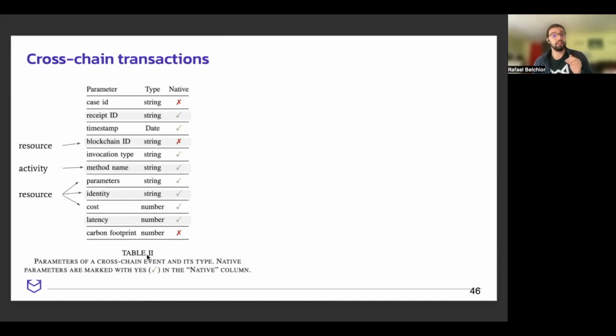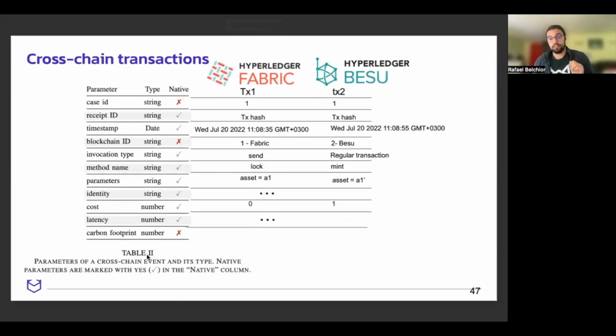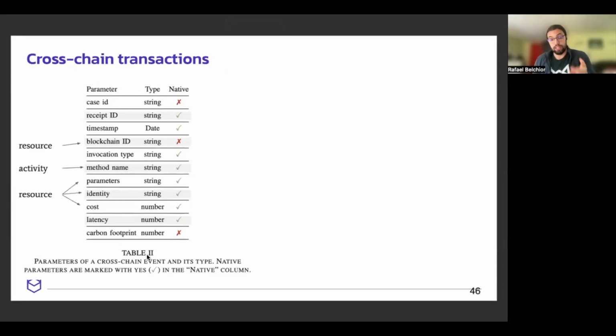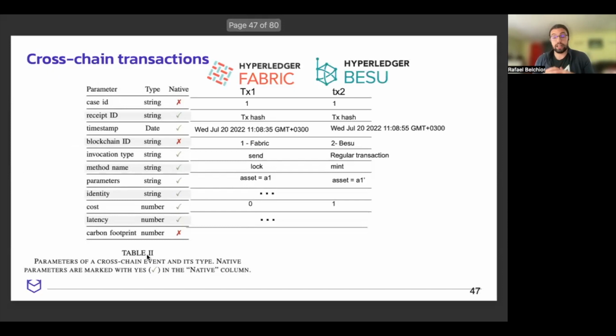Then the transactions have attributes, and those are resources. In a cross-chain transaction, you have a meta resource, which is a blockchain ID, and then you have specific resources, which are the parameters of the transaction: who created the transaction, the identity, the cost, and you could add more non-native parameters, such as the latency and the carbon footprint, and so on. It's worth saying that a cross-chain transaction might be composed of 2 transactions, 3 transactions, and more. In this case, it's composed of 2 transactions, one in a permissioned blockchain and another in a permissionless blockchain.